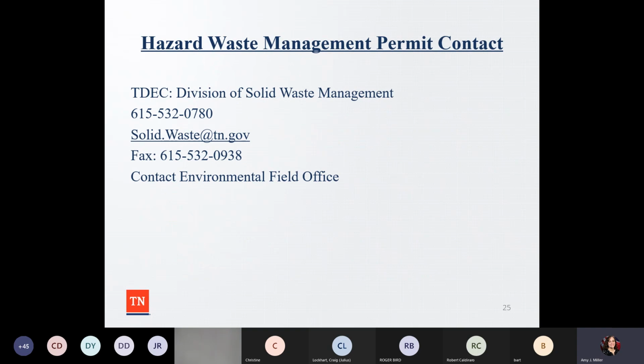And then again, there's a Division of Solid Waste Management. This is a phone number, email address, fax number. And you can also contact your environmental field office for your county to get additional information. Again, I know that they would probably walk you through the application and then make sure that the checklist is completed before that permit is issued for the facility.